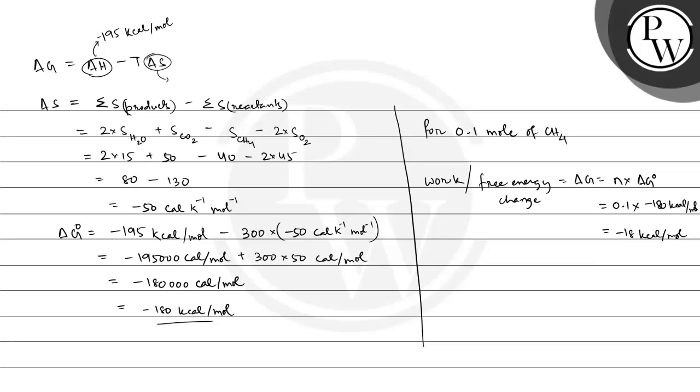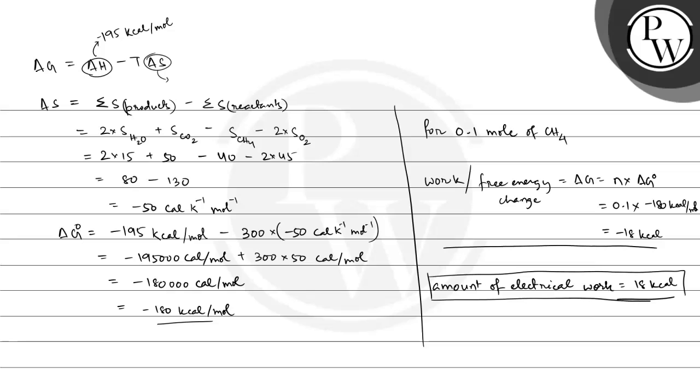Now this free energy change is the maximum amount of work that can be obtained from a reaction. So the amount of electrical work is equal to 18 kilocalorie, and here per mole will no longer remain because we have already multiplied by the number of moles. So the amount of electrical work would be 18 kilocalorie, and this negative sign is ignored because we are just talking about the amount of work. This is the required answer, and I hope you understood the concept well. Best of luck.